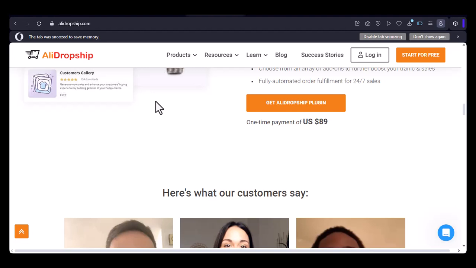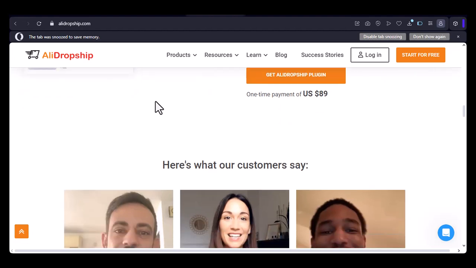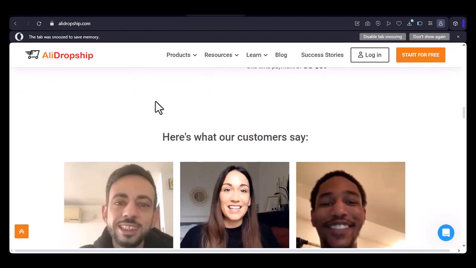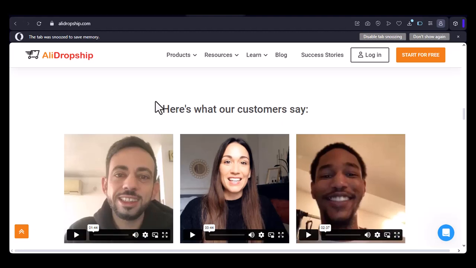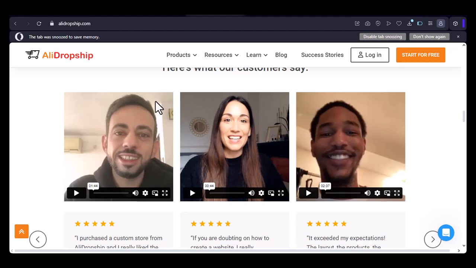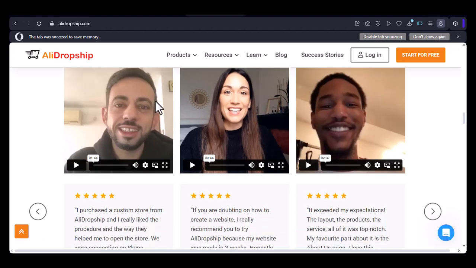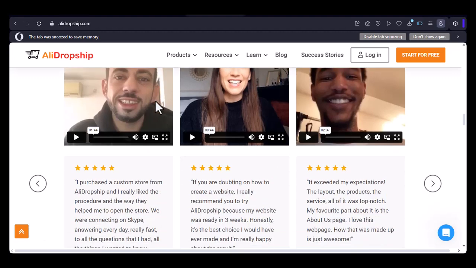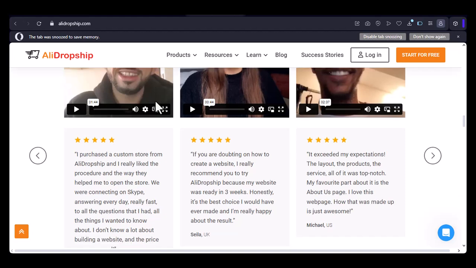Refund policy. AliDropship does have a refund policy, but it's important to understand the terms and conditions. Typically, they offer refunds within a certain time frame after purchase. However, there might be specific exceptions or requirements, so it's crucial to read the policy carefully.